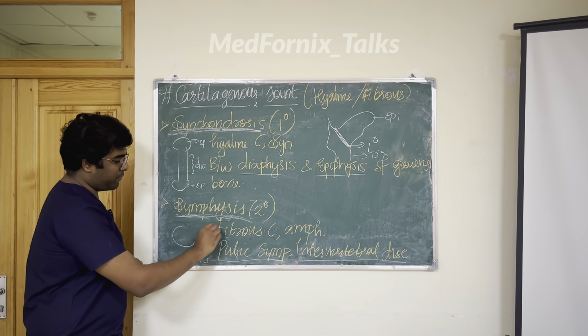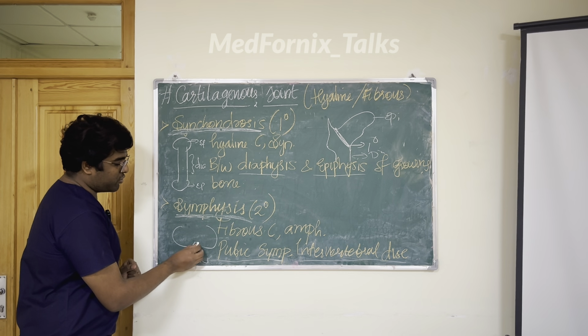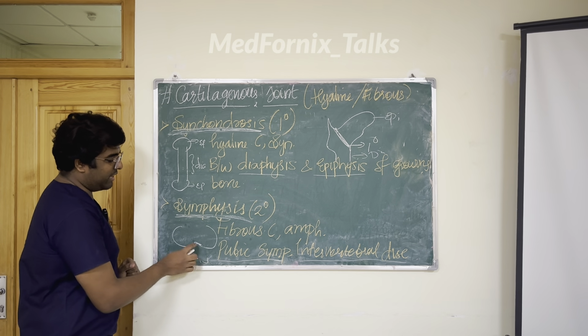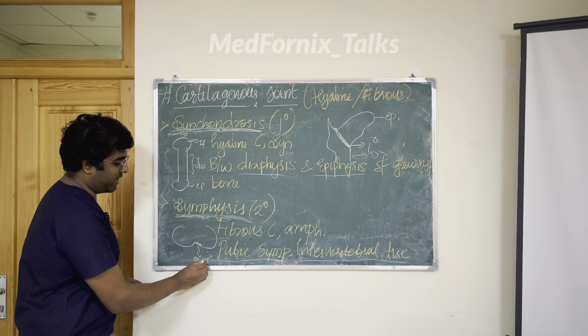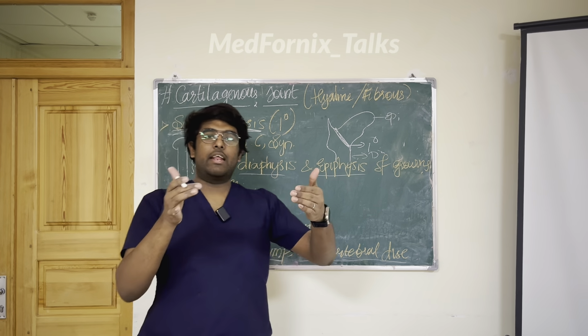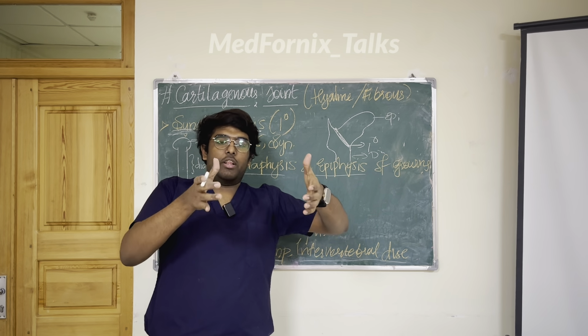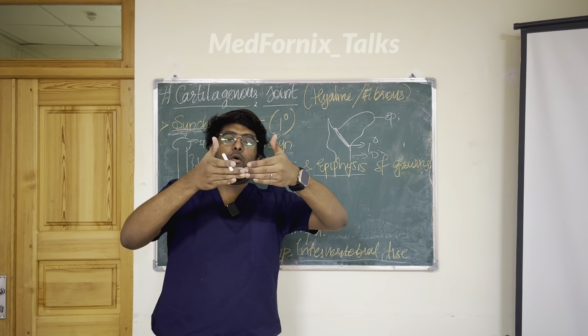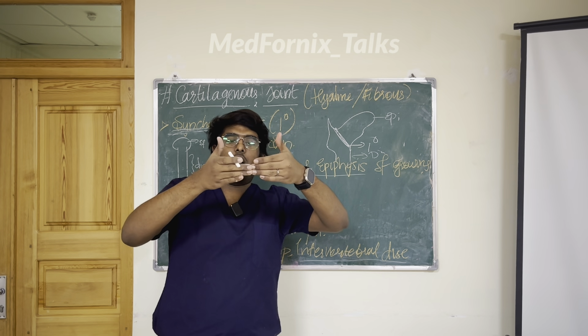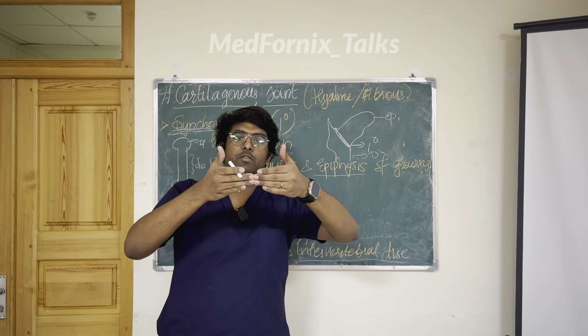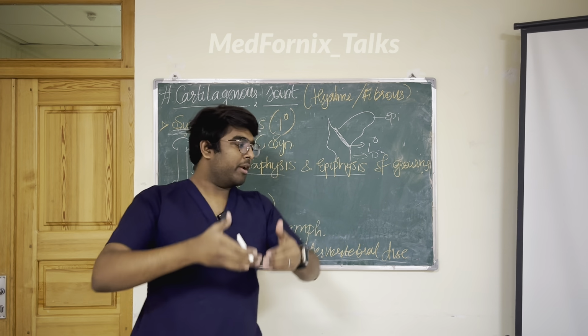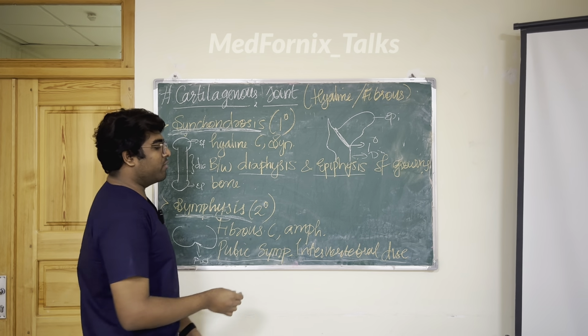Suppose this is a hip joint, and in the hip joint there is a connection here, and this connection is known as pubic symphysis. It is seen anteriorly, and if you are holding the hip like this, the meeting point will be this cartilaginous joint, which connects the hip bones anteriorly. And the next one will be intervertebral disc.